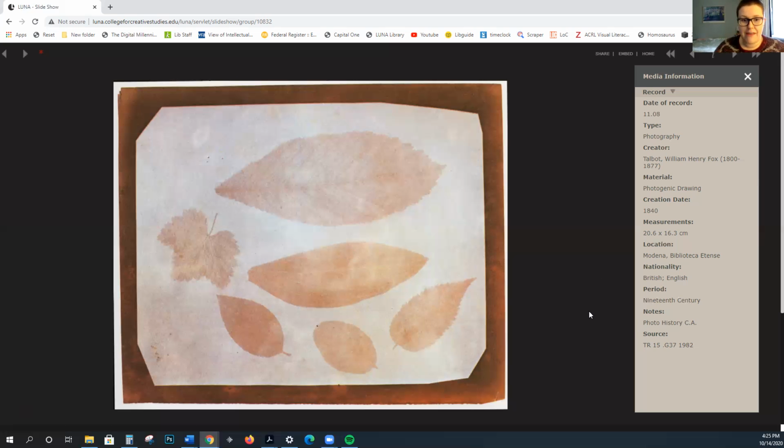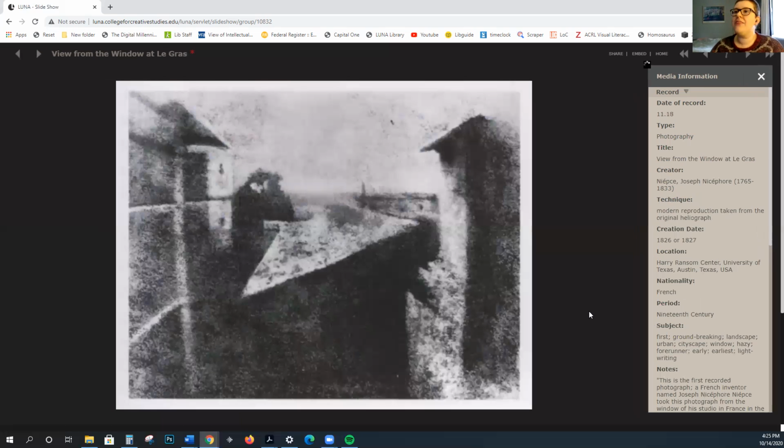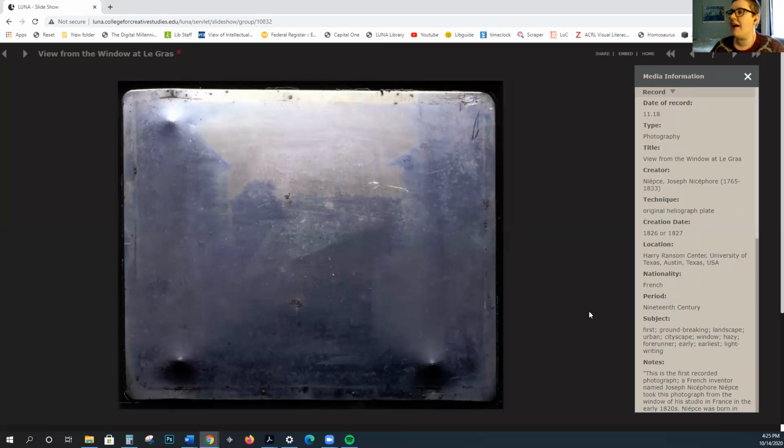So the first surviving photograph is from 1826 or 1827. And this is what it looks like, a little bit cleared up and heightened. But this is what the original plate looks like. So this is View from the Window at Le Gras. This is a pewter plate. So what you're looking at is a metal plate, and it's coated with bitumen of Judea, which hardens with exposure to sunlight. So it will be put in a camera obscura that's facing outdoors.